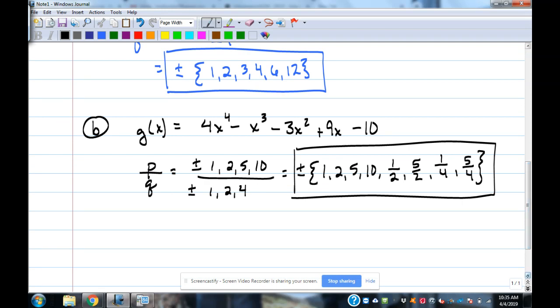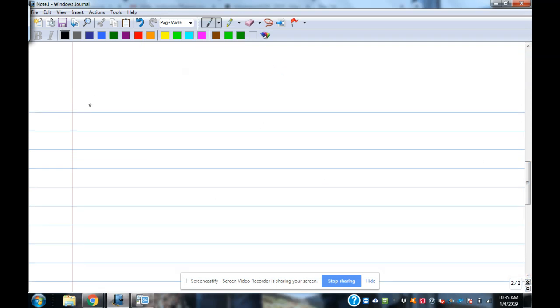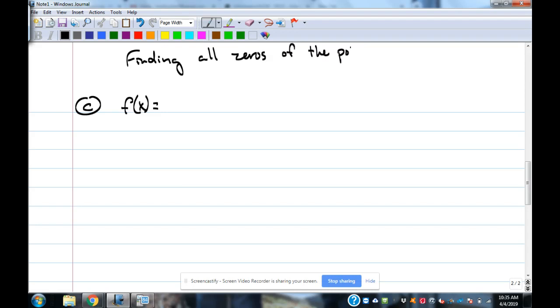All right, so I'm going to go to example C. We're going to take a fresh polynomial and go all the way through finding all zeros of the polynomial. So we talked about this the last couple of days.